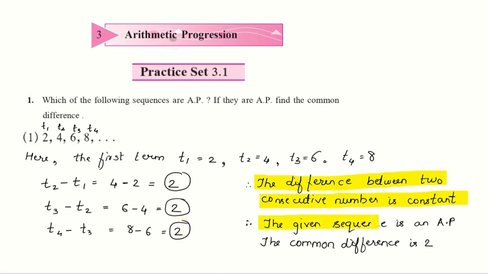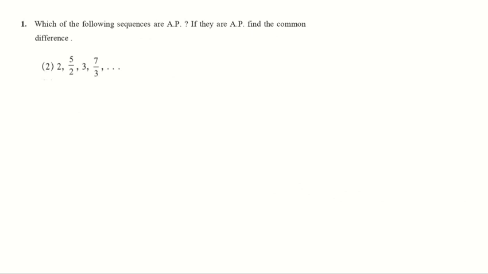Therefore, the given sequence is an AP, and they also asked us to find the common difference. As we got 2 for all the terms, therefore the common difference is 2. Move on to the second question.